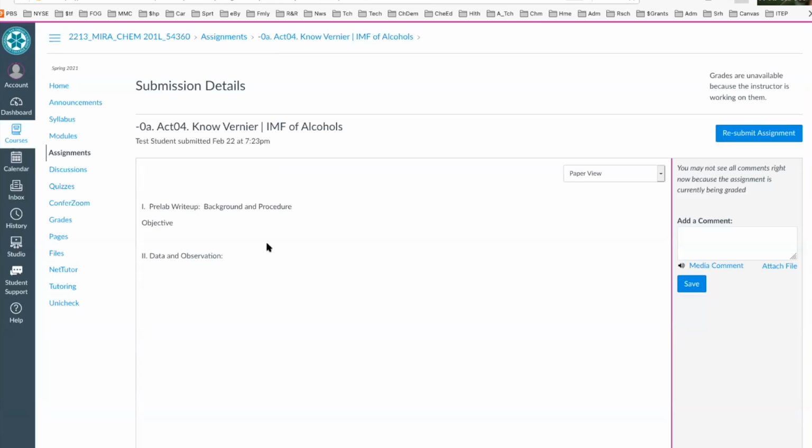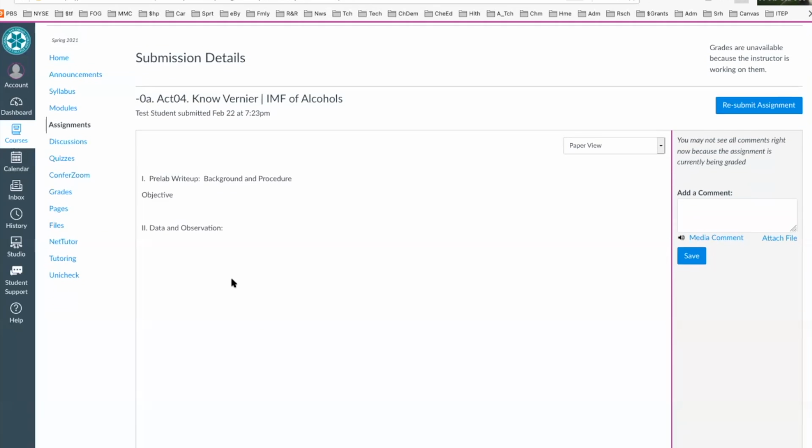So within this one space in Canvas, you can put the PreLab with all the information. You can put your data and observation with all the information, and you can put your post-lab write-up with all the information. Now, that's not how it usually works in an experiment. In a regular experiment, you're going to have 3 different sections. But for now, I just want everything in one page, in one submission. Okay, so that's where you would do this, and then you could save it.